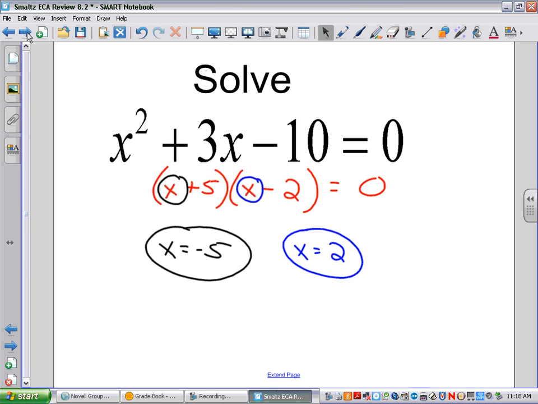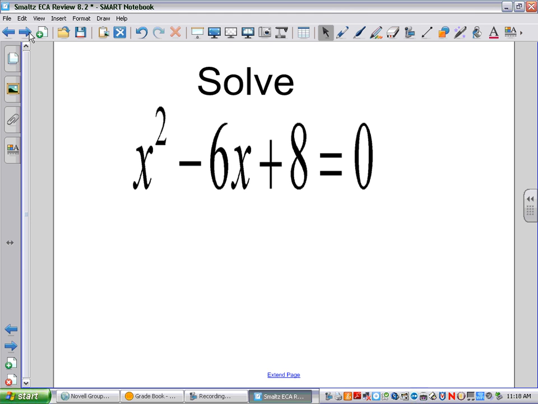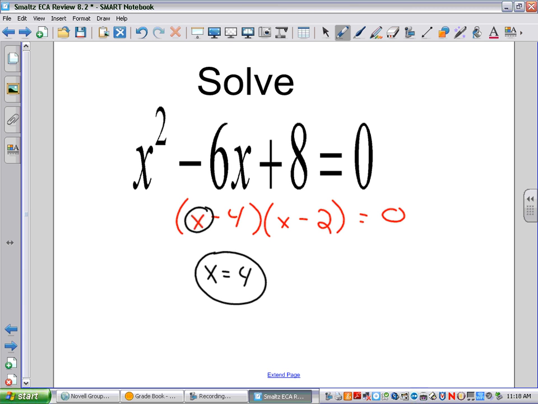Okay, hit the pause button and try this next one on your own. This one would factor into -4 and -2. So then my two answers, what number goes there to make it a 0? That'd be a +4. Then what number could go in place of this x to make it a 0, and that would be a +2. So +4 and +2 would be my answers. That's what makes them 0.